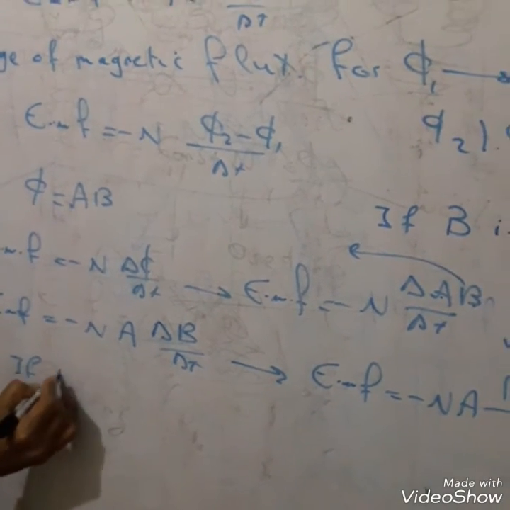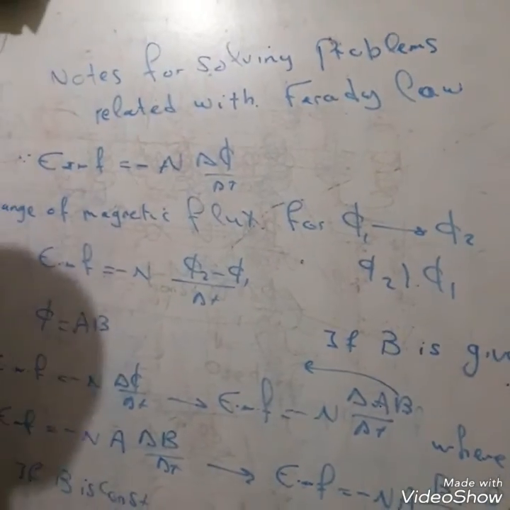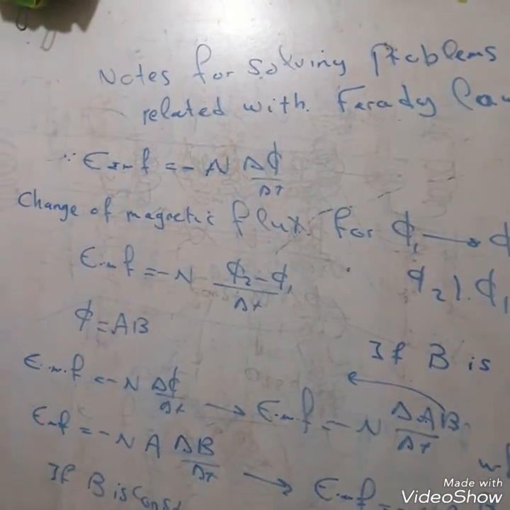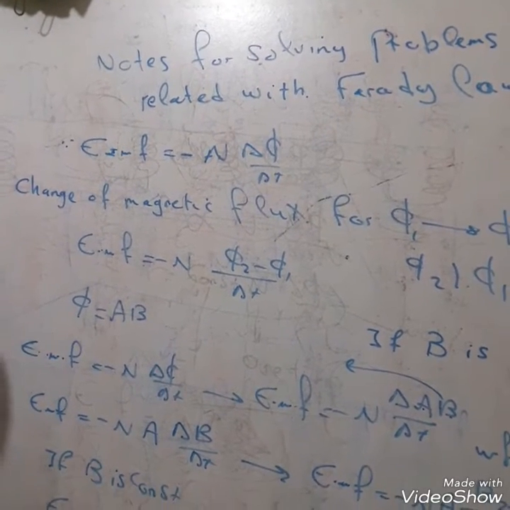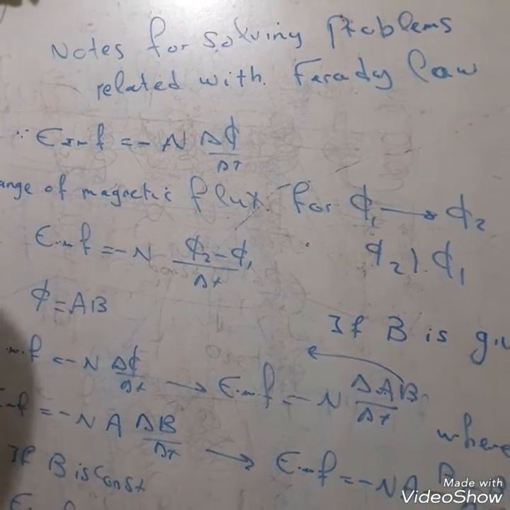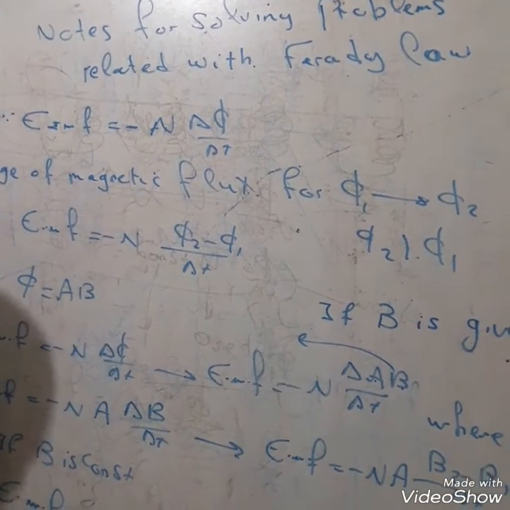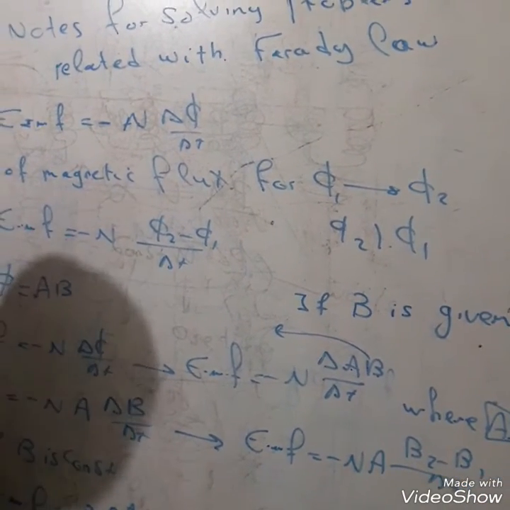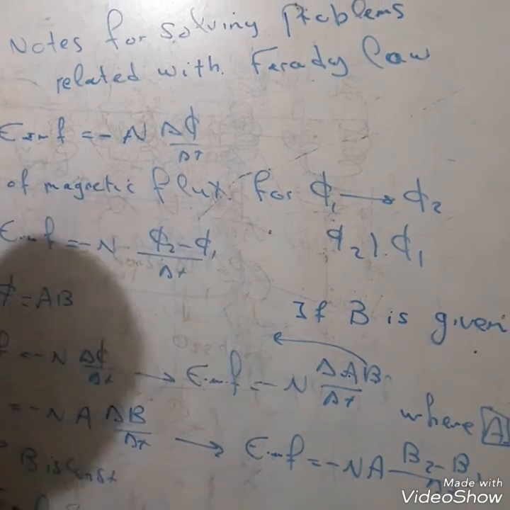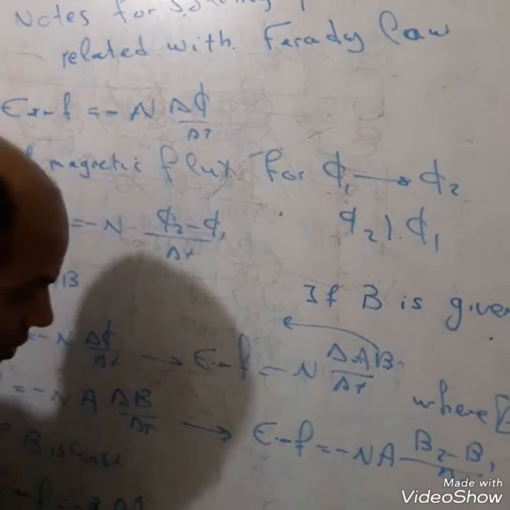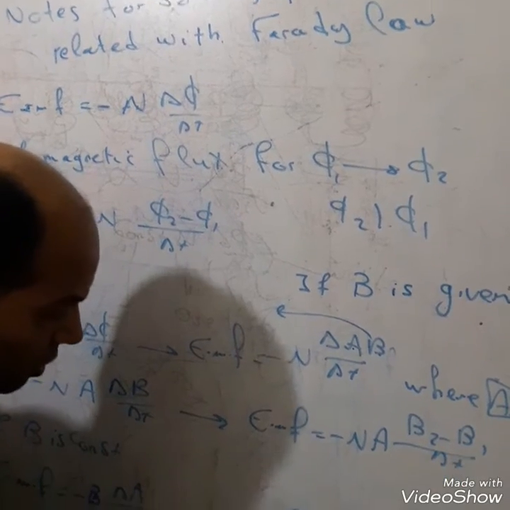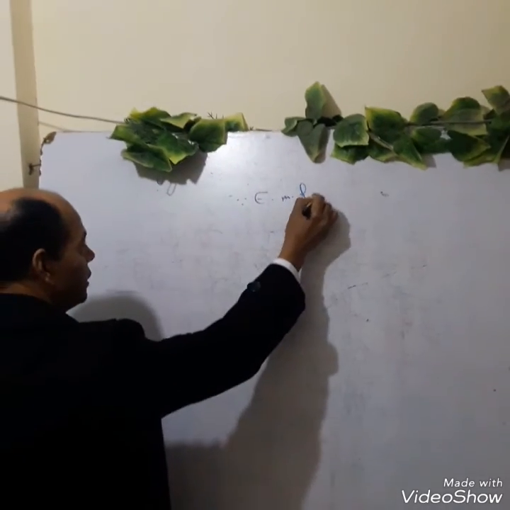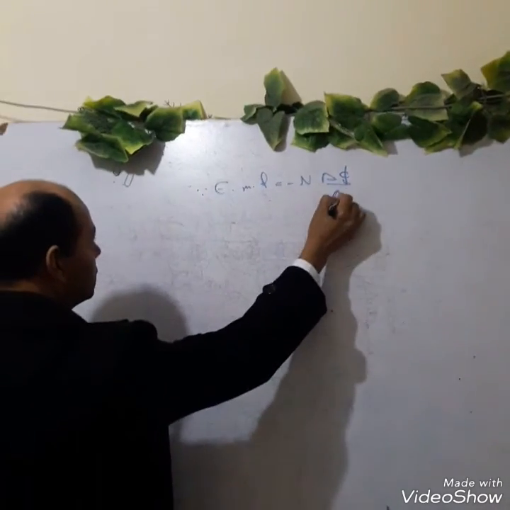If B is constant, I replace it and find that EMF equals negative B delta A over delta T. So I substitute EMF equals negative B times A2 minus A1 over delta T, since EMF equals negative N delta phi over delta T.